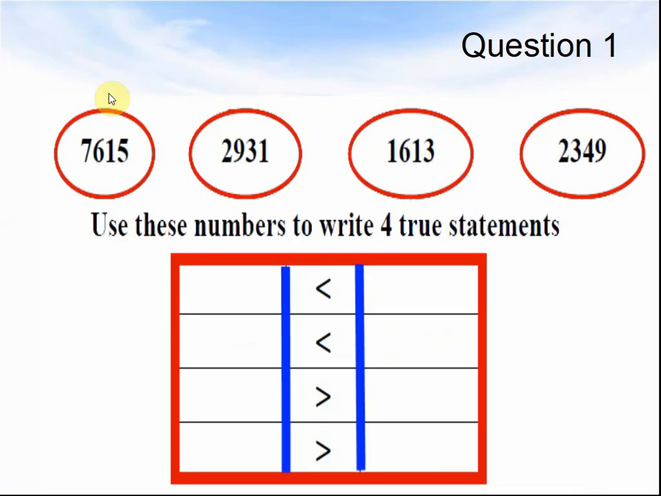Question 1. I have 4 numbers. The first number is 7,615. The second number is 2,931. The third number is 1,613. And the last number is 2,349. Use these numbers to write 4 true statements below. Pause the video until you are ready for the next question. Here comes the next question.